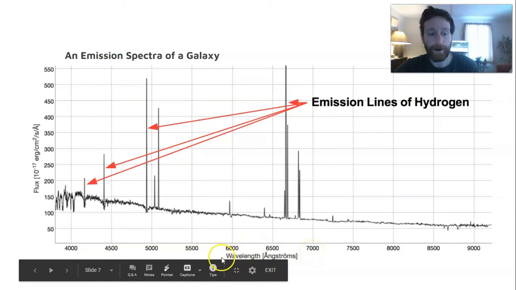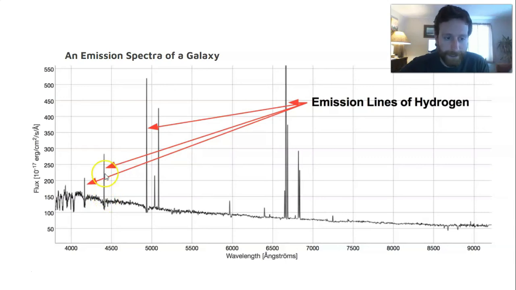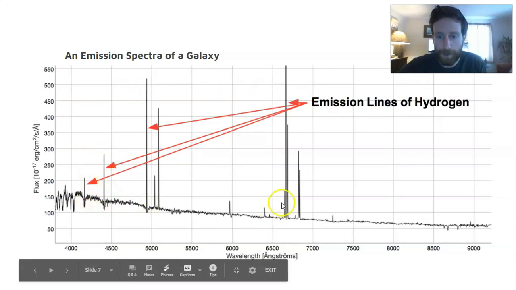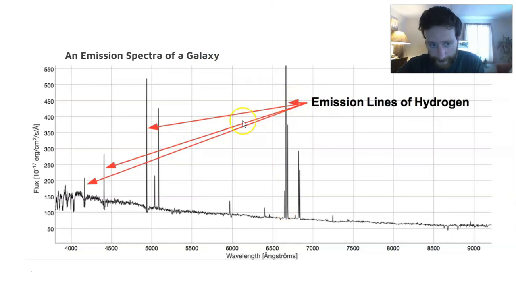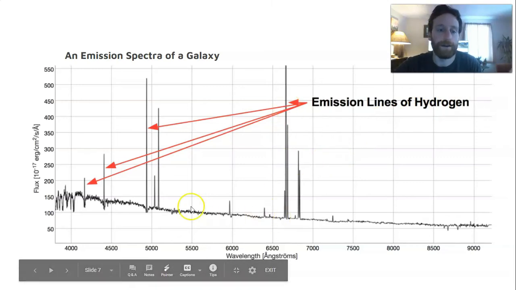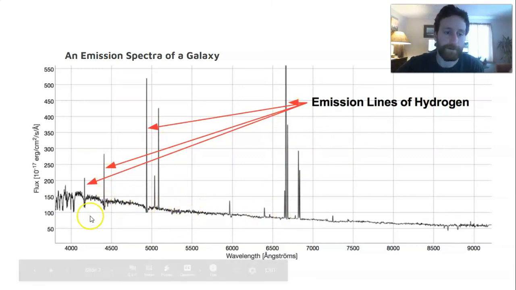And what we see are these really sharp peaks coming out of this curve. So the curve itself is just saying that the galaxy is giving off some light at all different colors. But we see really tall peaks at certain unique points. And these four specific peaks that are pointed at with these red arrows correspond to the emission lines of hydrogen. So we know there's hydrogen in that galaxy because there are these four specific peaks.